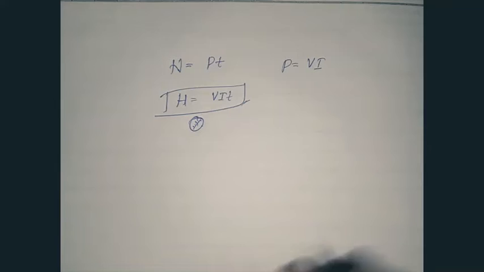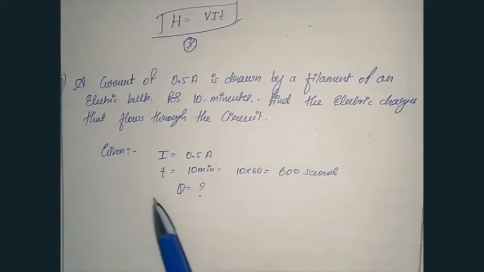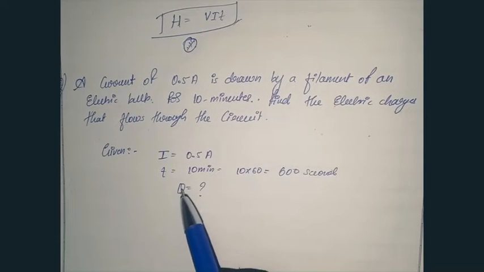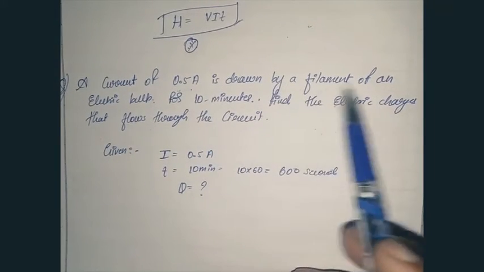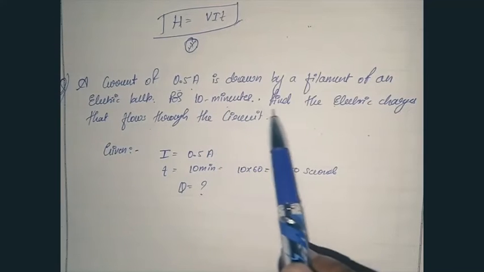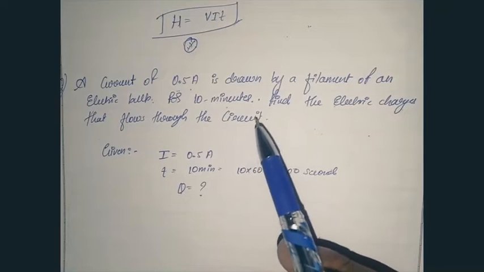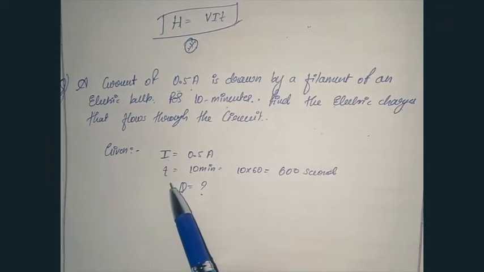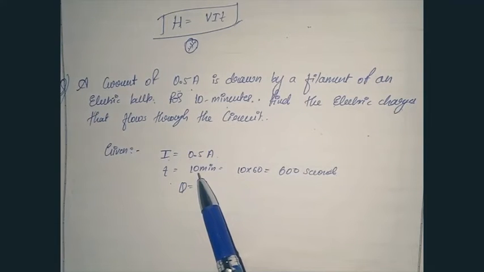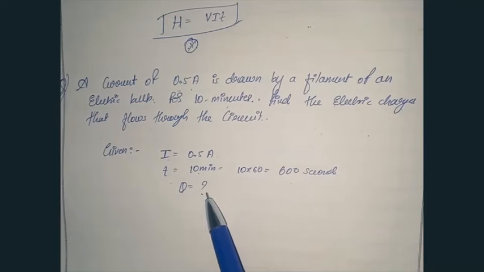Along with that, we'll do some examples to clear the concept. We'll do this question, which is based on the flow of charges. They have asked that a current of 0.5 amps is drawn by a filament of an electric bulb for 10 minutes. Find the electric charge that flows through the circuit. Here, always write the given. I is equal to 0.5 amps. T is equal to 10 minutes, which you must convert to seconds, that is 10 into 60, so 600 seconds. Q is equal to question mark, that is what we have to find.